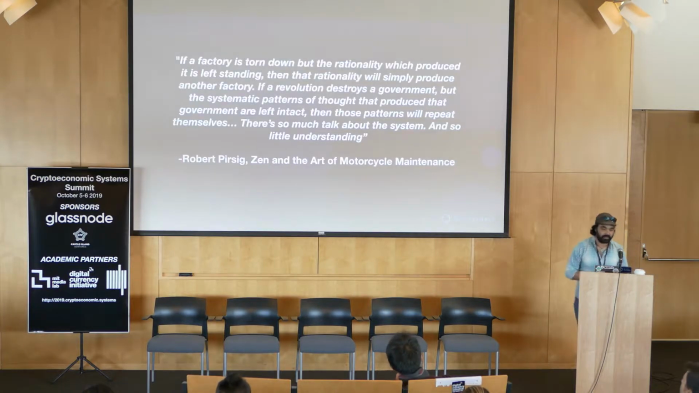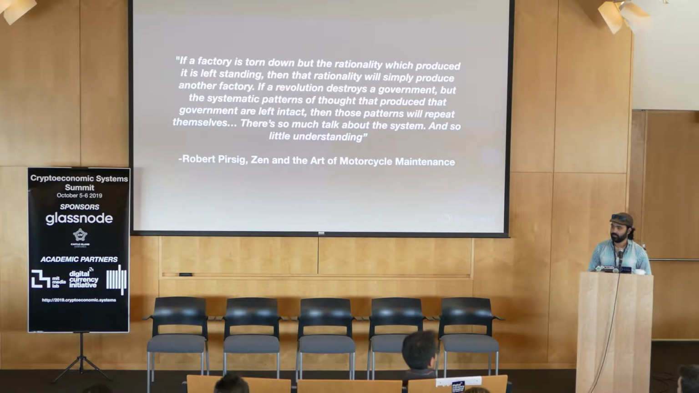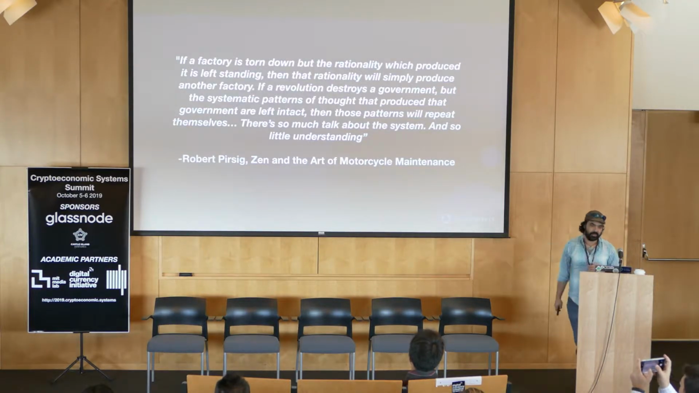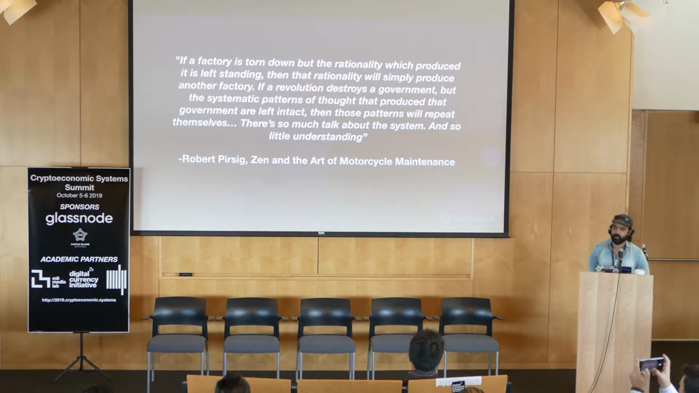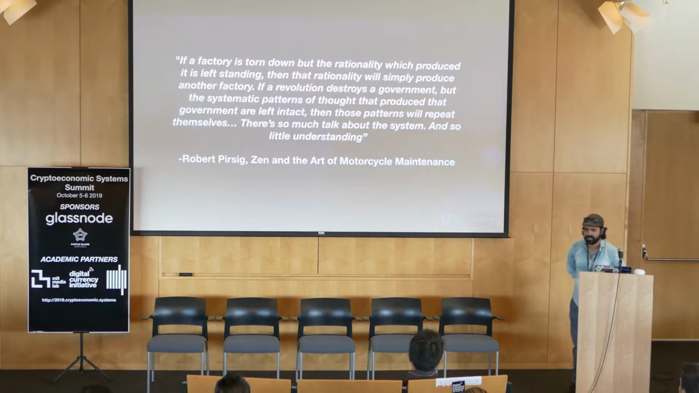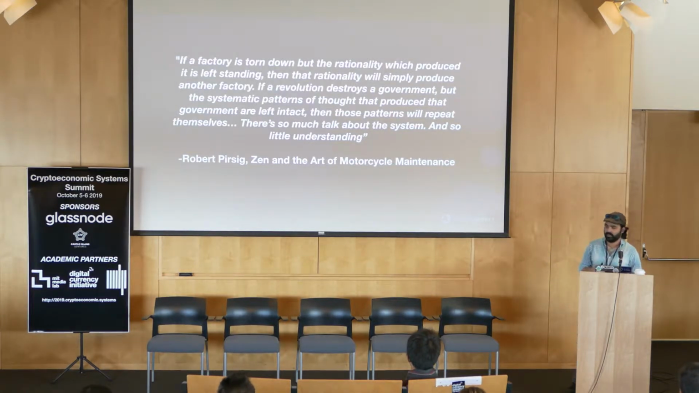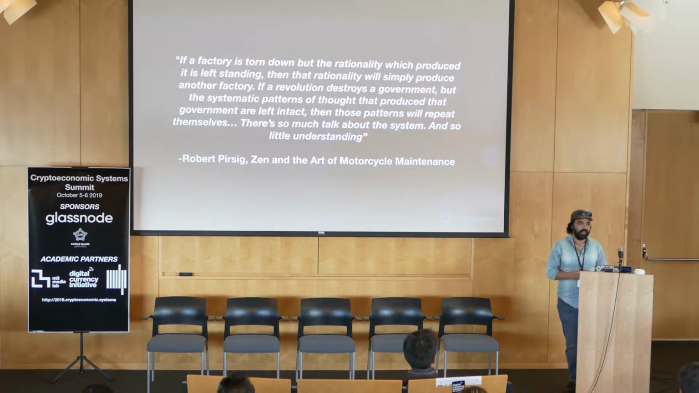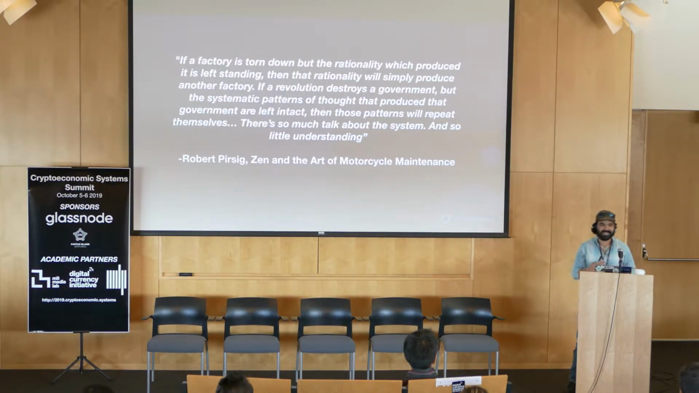I'd like to motivate for a moment why we have to take a complex systems thinking approach to this. For that, I'm going to refer to Zen and the Art of Motorcycle Maintenance, where it's observed that if you change a system by removing the thing that you don't like about it, the phenomenon that's problematic, but you don't remove the systemic impetus for that thing, the thing comes back.